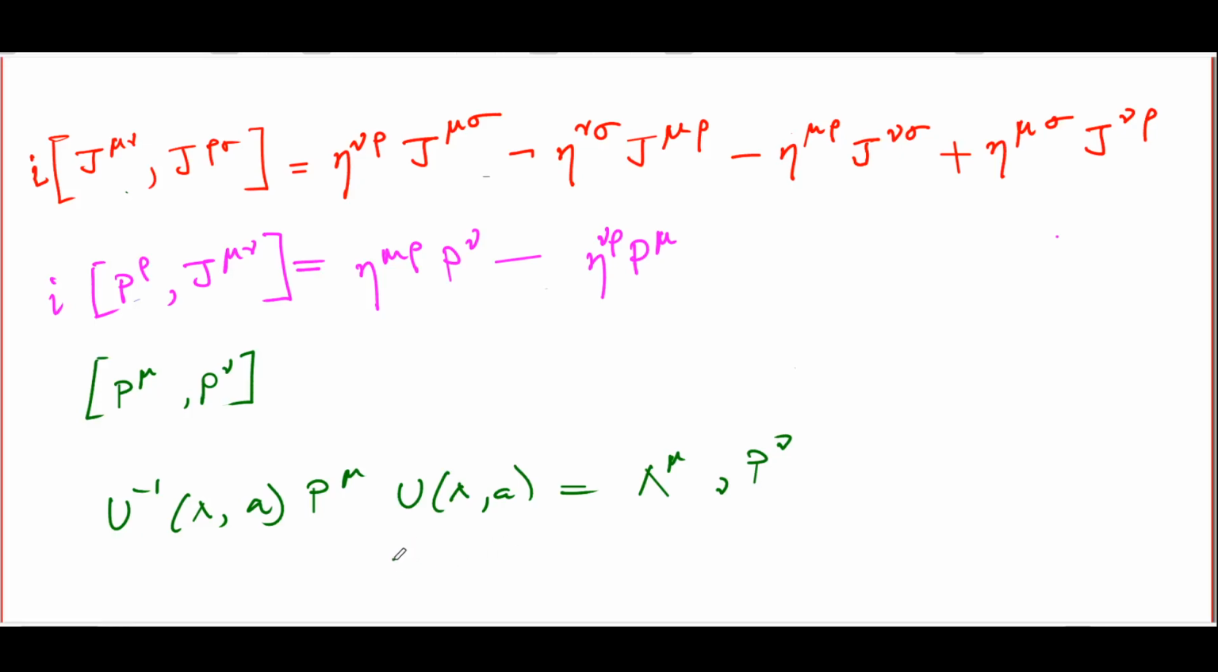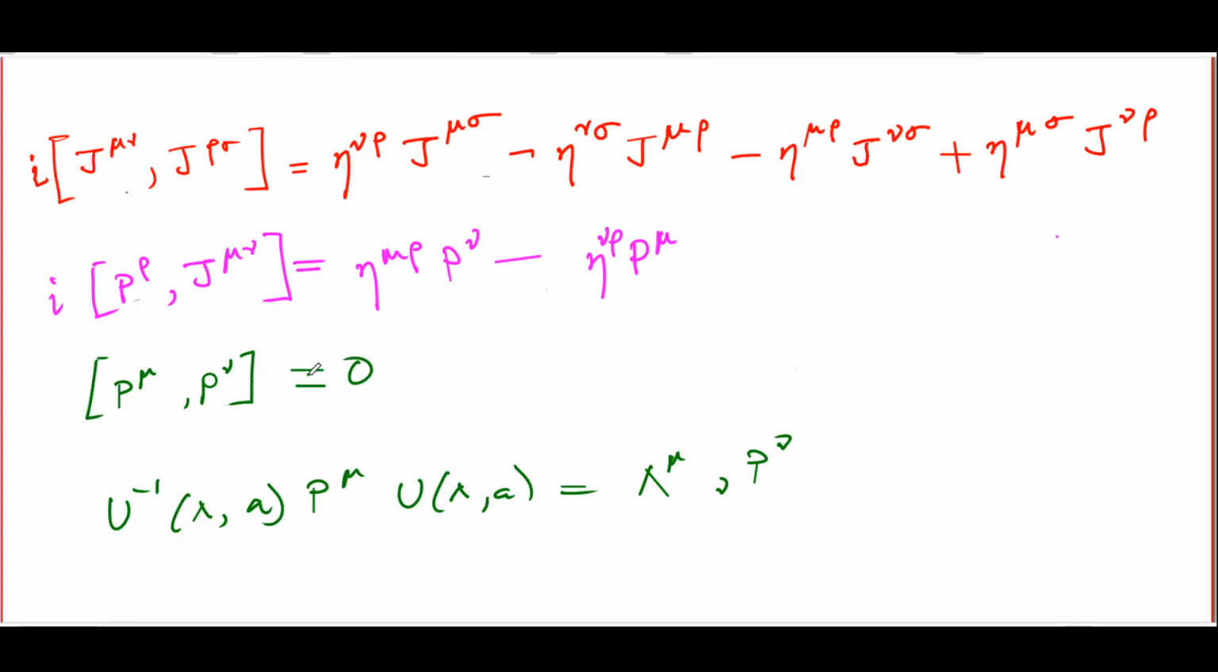And of course, if it's an infinitesimal translation, then by the same argument that we have given before, we are going to get commutator of P mu with P nu. But on the right hand side, we are just going to get delta mu nu for lambda mu nu, because for a pure translation, lambda is just the identity. And this becomes just P mu. So there is no change in P mu under translation. And that immediately tells us that this commutator must be zero.